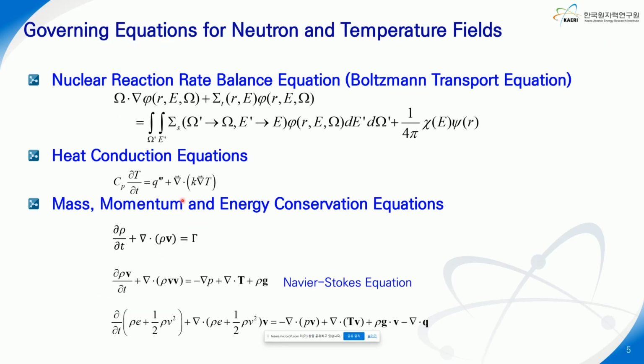In order to determine the power and temperature in each tiny region, these governing equations for the neutron and temperature fields need to be solved. The neutron field is governed by the Boltzmann transport equation. The fuel temperature field is determined by solving the heat conduction equation. The coolant temperature field is governed by the mass, momentum, and energy conservation equations. The momentum conservation equation is the Navier-Stokes equation. All these equations are first principle equations.